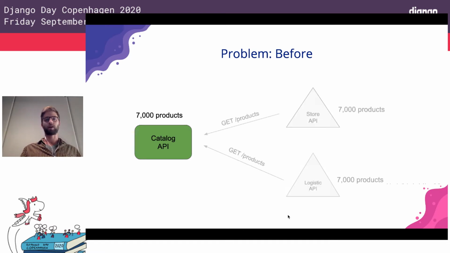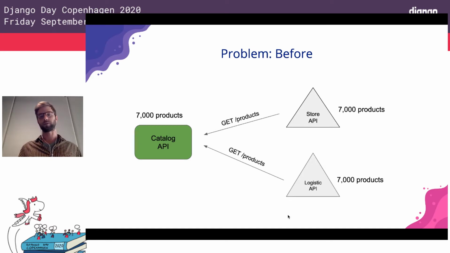And then again, we have different services. So we have a service-oriented architecture. In an e-commerce platform, we had a store API, and we also have a logistics API. And each of these services needs products. So they both need the 7,000 products every single day, and they need it very accurately. So we have an HTTP REST API, which would go and fetch all the products every single day to each of these services.